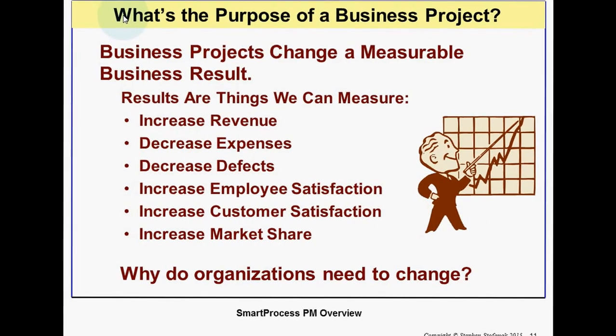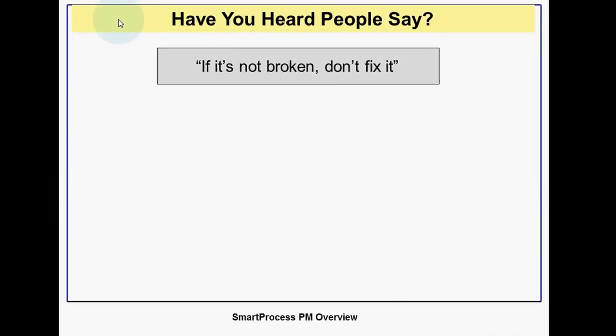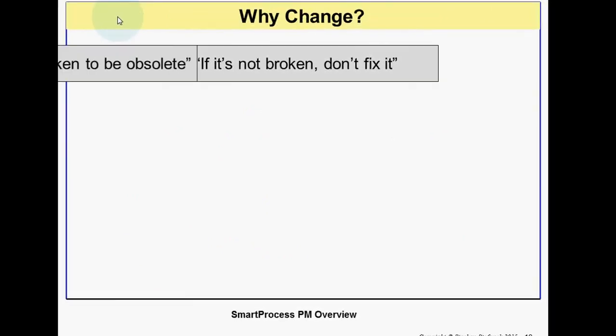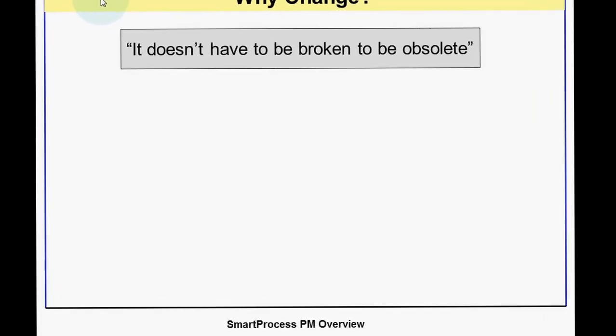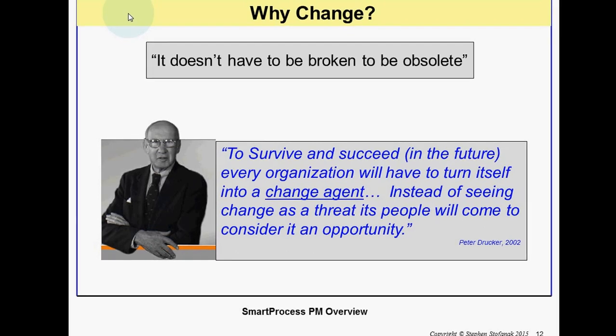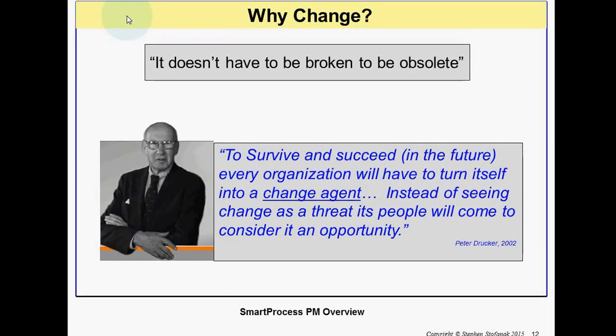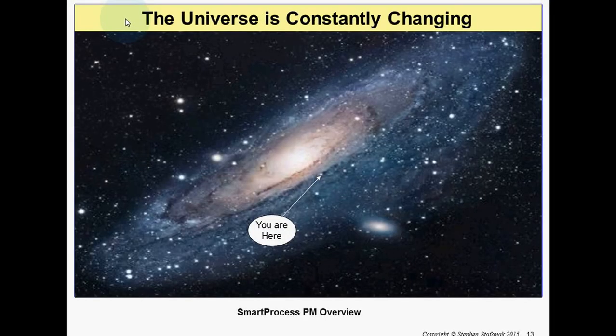Why do organizations need to change? Have you ever heard people say this? If it's not broken, don't fix it. Well, it doesn't have to be broken to be obsolete. Management guru Peter Drucker has insisted for a long time that not only individuals but companies need to become change agents. If you're not changing, you're not succeeding.